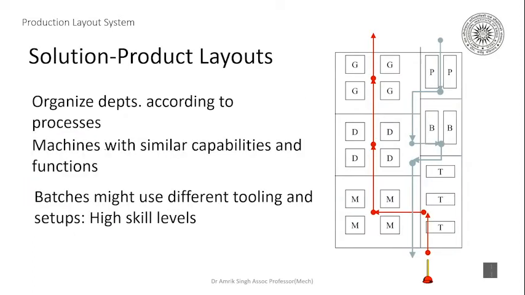Okay, so if we have to adopt this layout, we organize our departments according to the process. So you see here, this is a gear section. Okay, this is a drilling section. This is a machining section. This is a boring section. This is maybe a turning section, and this is a paint section. So we have arranged the machines according to the functions they perform.